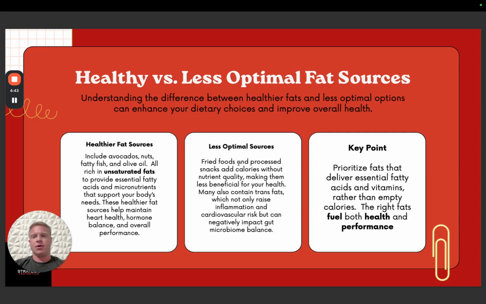Now, all fat is going to be the same, right? So 9 calories per gram energy wise. But we can get a lot more out of an unsaturated fat than we can a trans fat or a saturated fat when it comes to a health perspective and performance, and controlling inflammation, things like that.